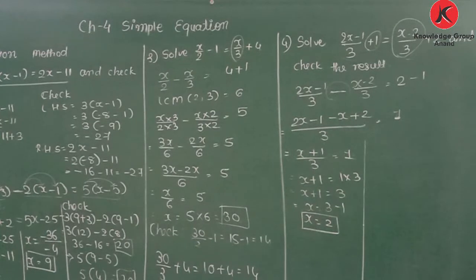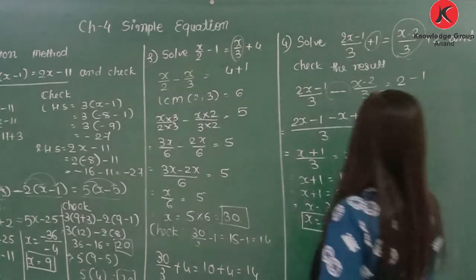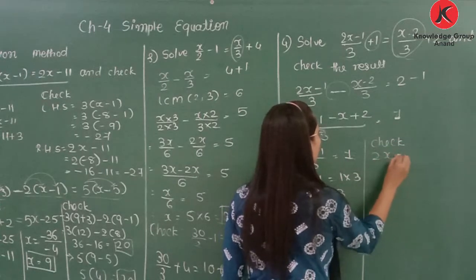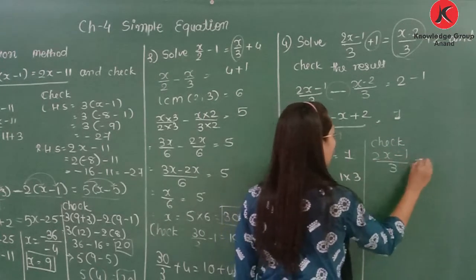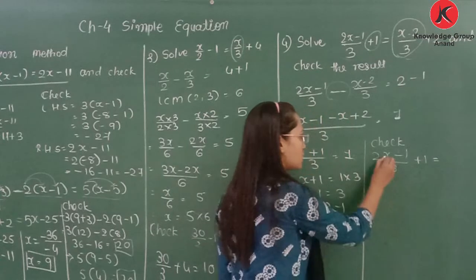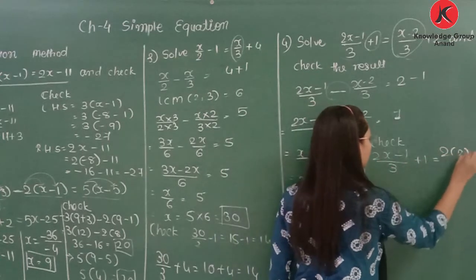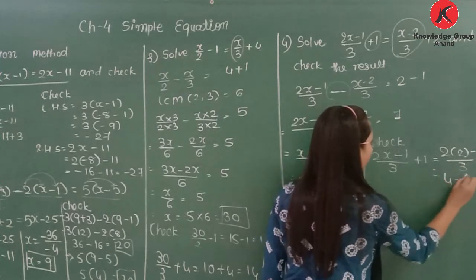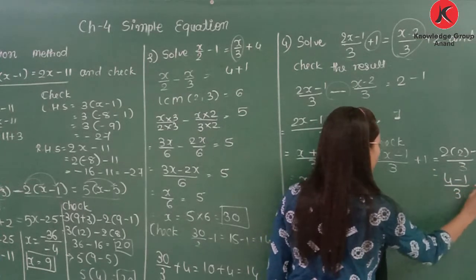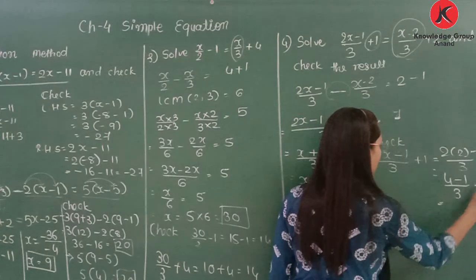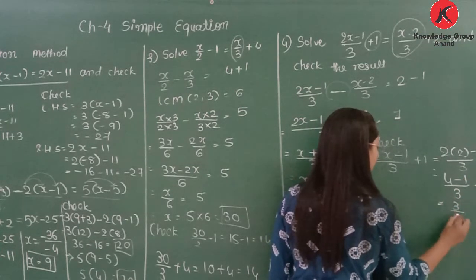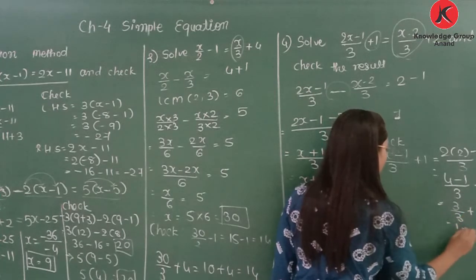Let's check our answer. So here our left hand side is (2x minus 1) divided by 3 plus 1. So instead of x you need to write 2: (4 minus 1) divided by 3 plus 1. So here 4 minus 1 is 3, divided by 3 is 1. So 1 plus 1 is 2.